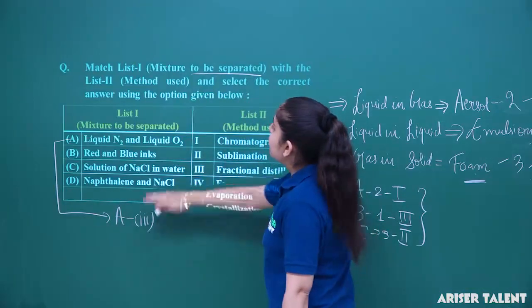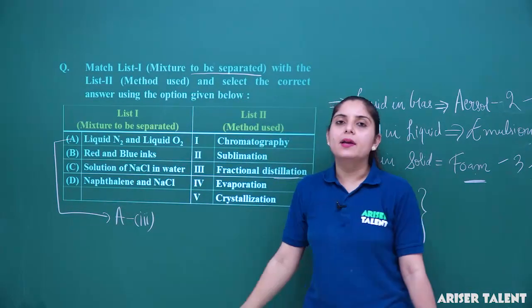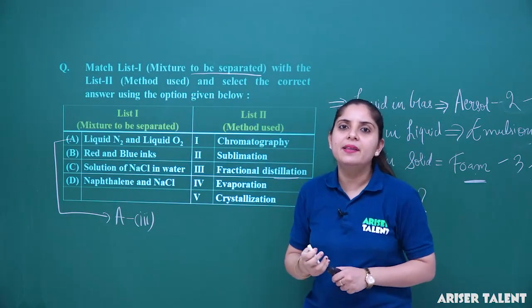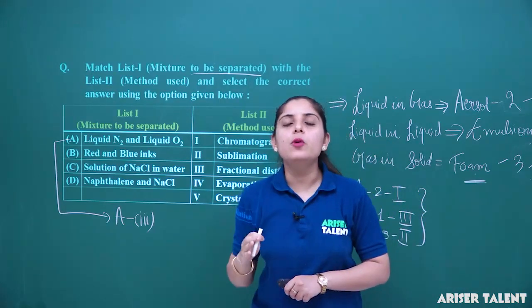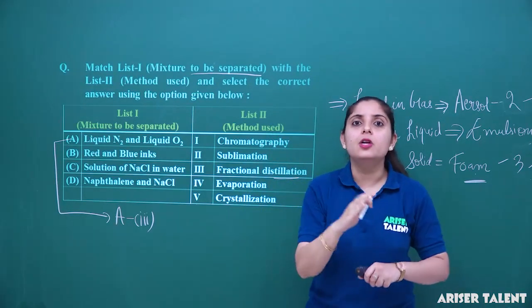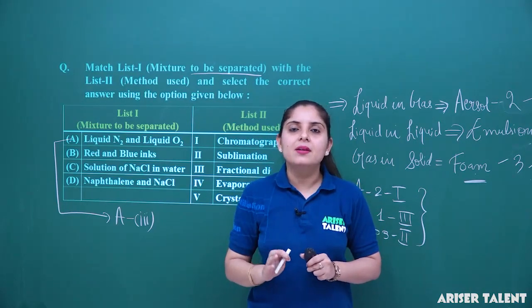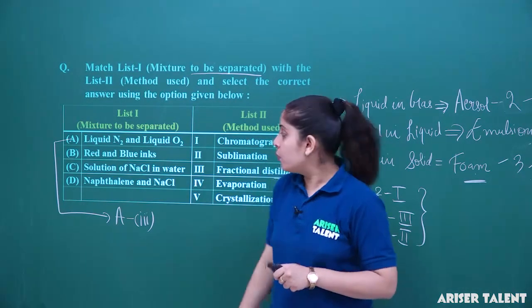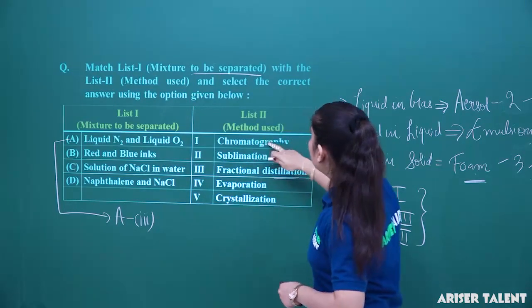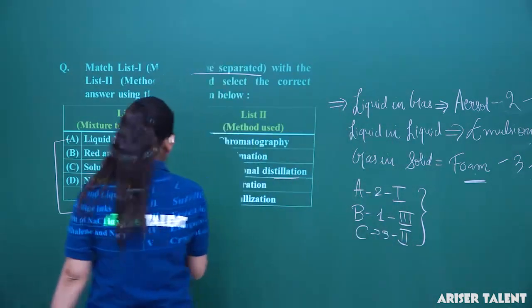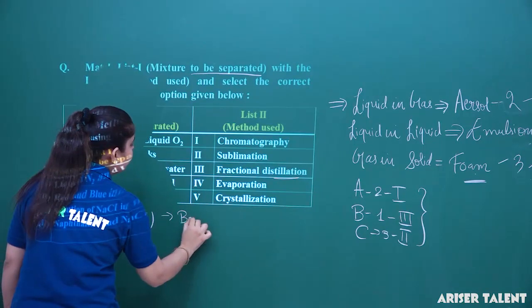Now the second question is red and blue ink. How will you separate the red and blue ink? The colored components of a mixture are separated only by a single method that is known as chromatography. So the red and blue ink will be separated by chromatography. So I can write here B1.